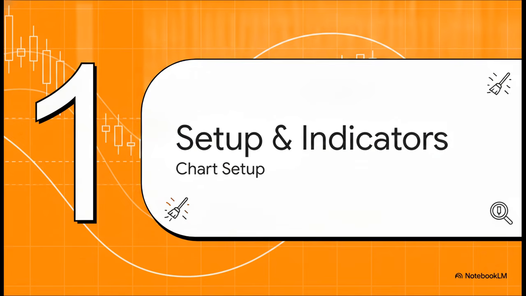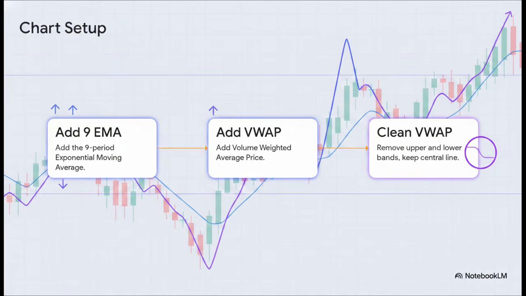All right, section 1, setup and indicators. First things first, we absolutely have to strip away all that chart clutter and build a super clean foundation. Look, if we're going to build a strictly mechanical system, you need exactly these settings. Step 1, slap the 9-period exponential moving average, or 9 EMA, onto your chart. That line tracks short-term momentum incredibly closely.